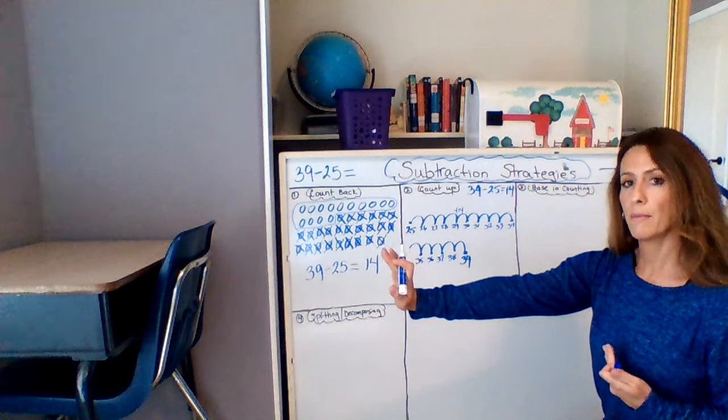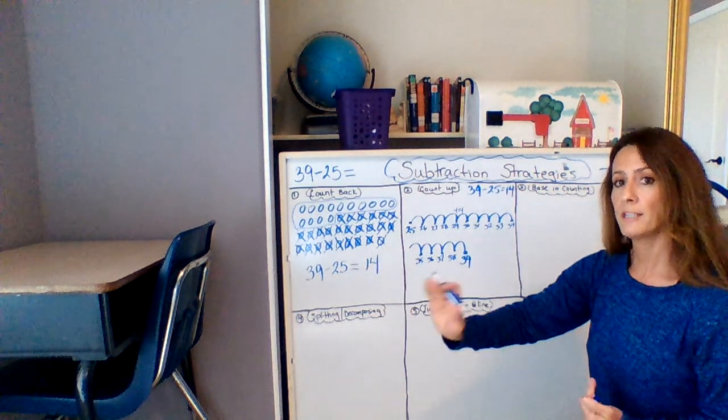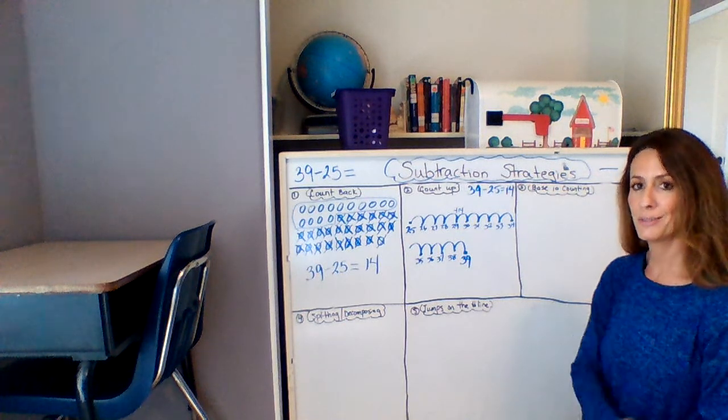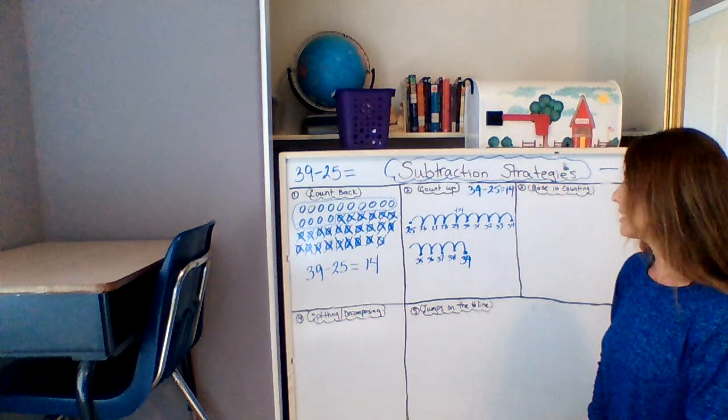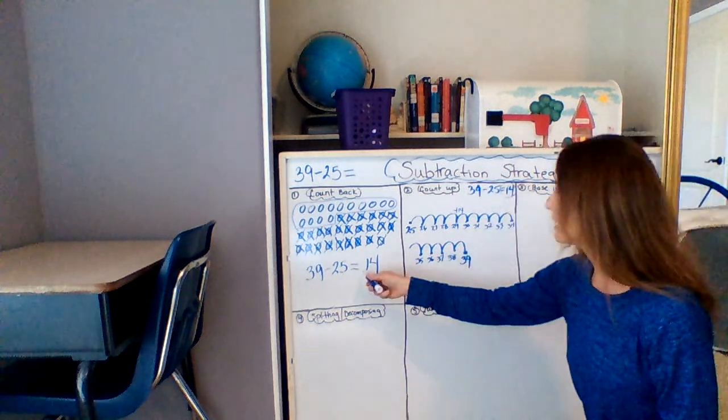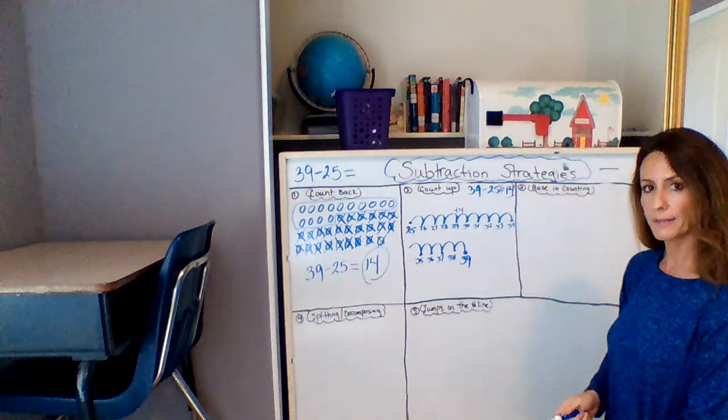And you'll find the number in between. How many hops it takes to get to that number is your answer. Okay, so that's a subtraction strategy that you like to use. And again, our answer was 14, just like it was when we counted back.